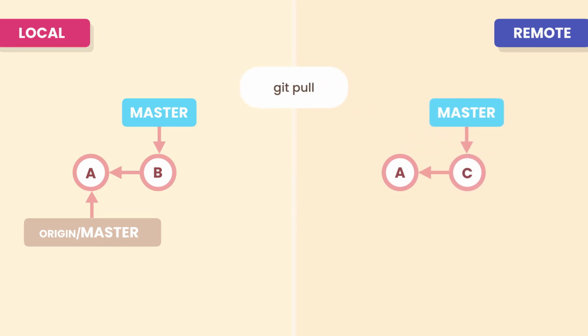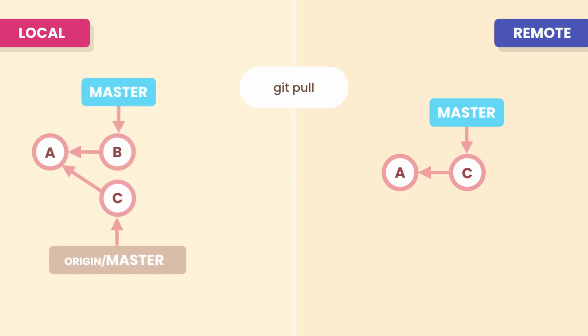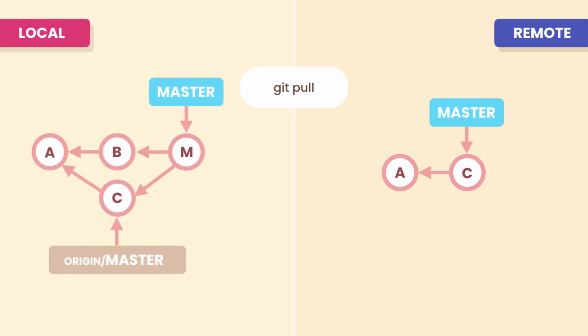So when we run git pull, Git is going to download C and put it into our local repository. Note that origin/master is pointing to C. So now our branches have diverged. In this case, Git is going to perform a three-way merge to bring the remote changes into our master branch. Now, some people don't like these merge commits because they pollute the history.